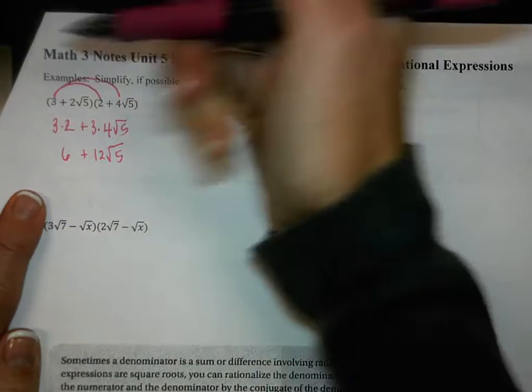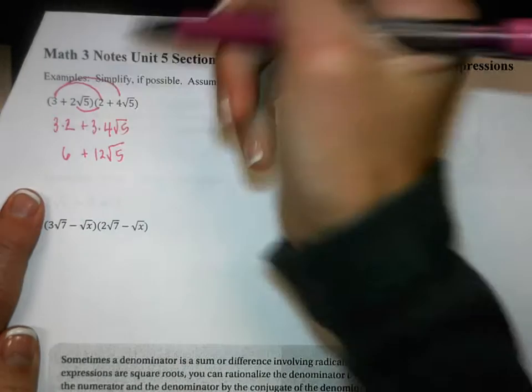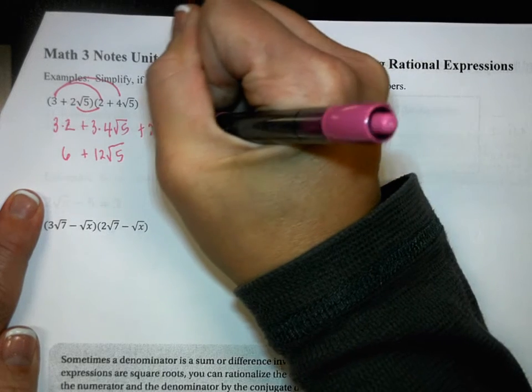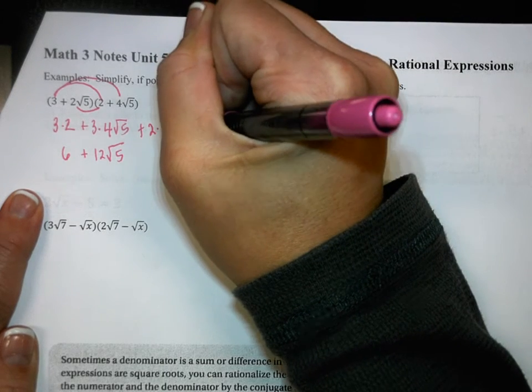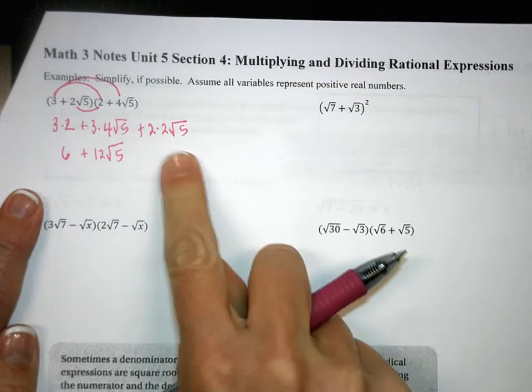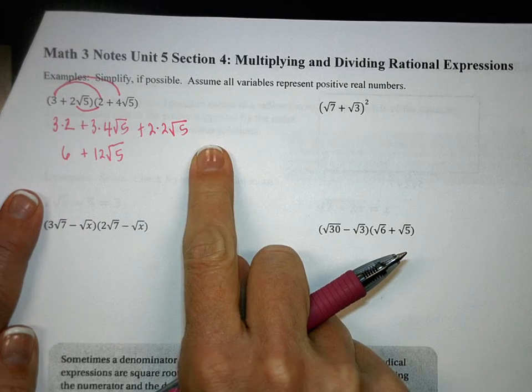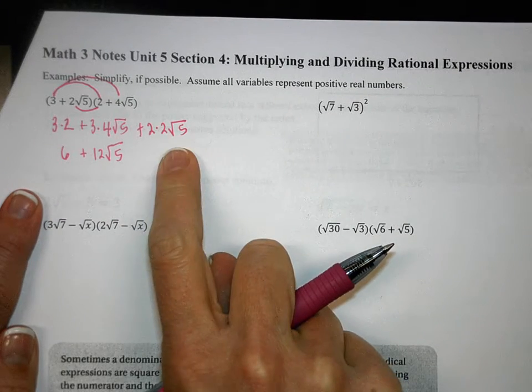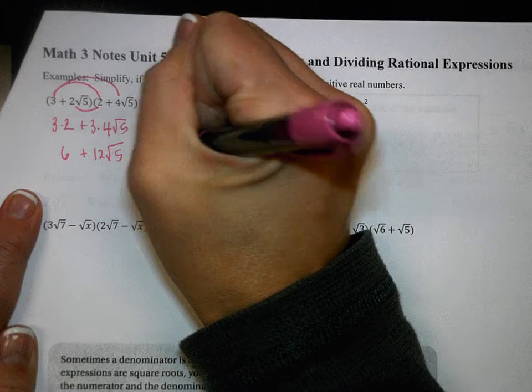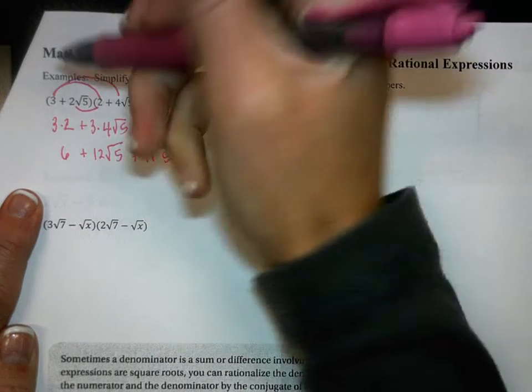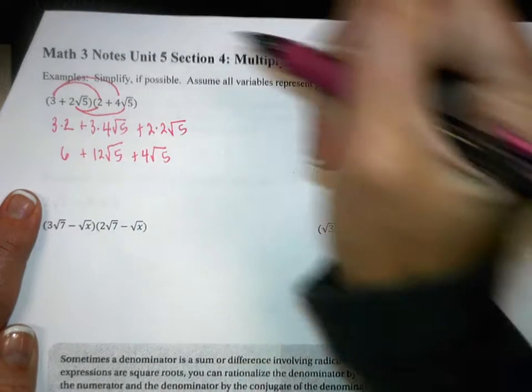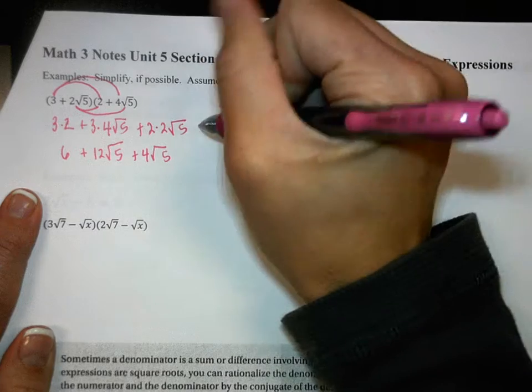Now we're going to distribute the next term. We have 2 root 5 times 2. So I'm going to write this as 2 times 2 root 5, because again, the outsides go together and the insides. So what will that become? 4 root 5. Good. And then this last one, we have 2 root 5 times 4 root 5.